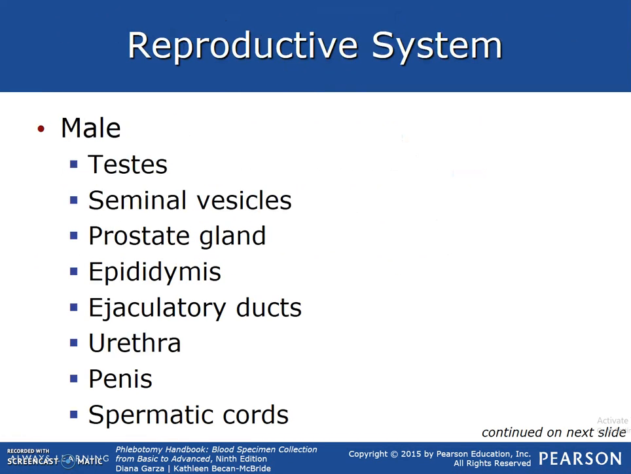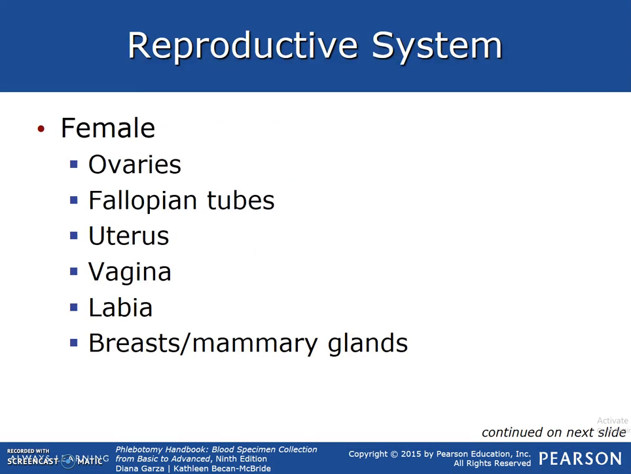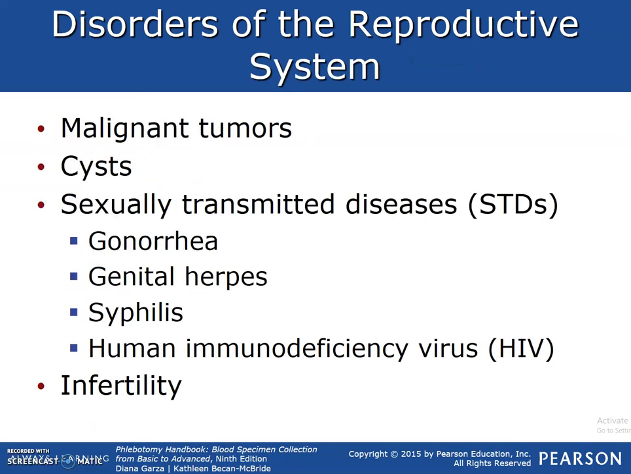The reproductive system: males, there's the testes, seminal vesicle, prostate gland, epididymis, ejaculatory ducts, urethra, the penis, and spermatic cords. Primary functions: to secrete hormones, spermatogenesis, sperm storage, and ejaculation. In females, there's the ovaries, fallopian tubes, uterus, vagina, labia, breast, and mammary glands, and their primary function as listed here for ovulation, fertilization, menstruation, pregnancy, labor, and lactation, and secretion of hormones.